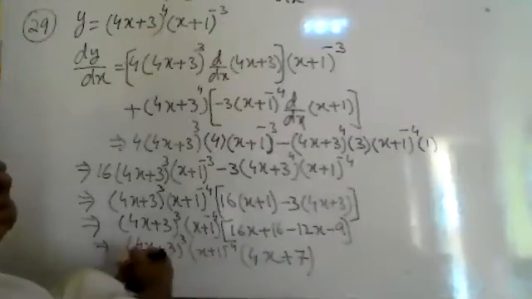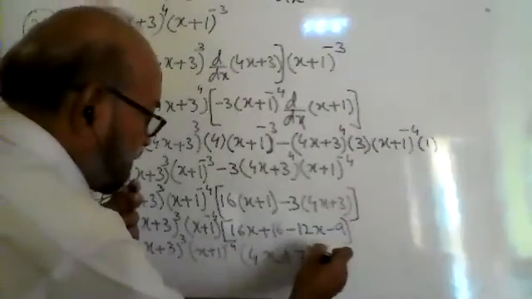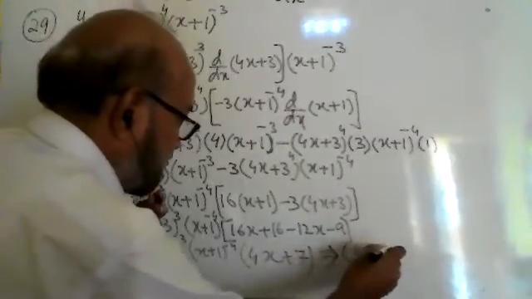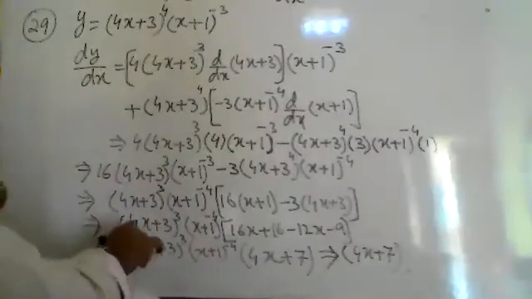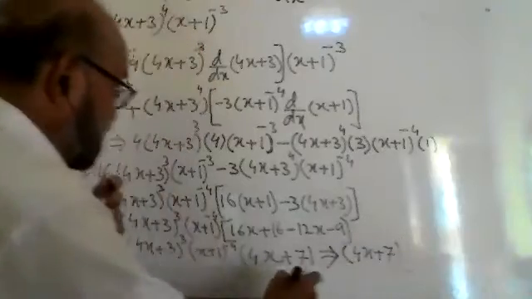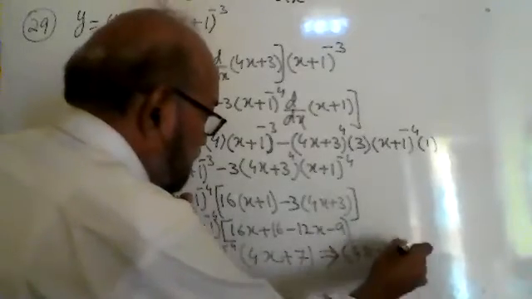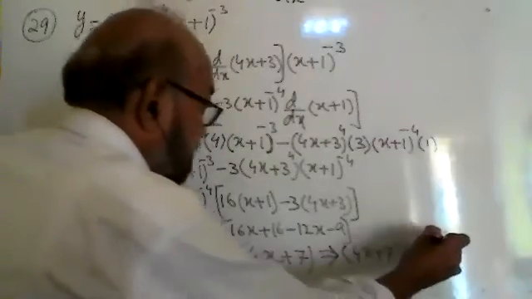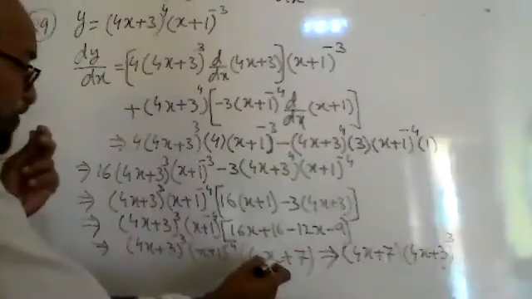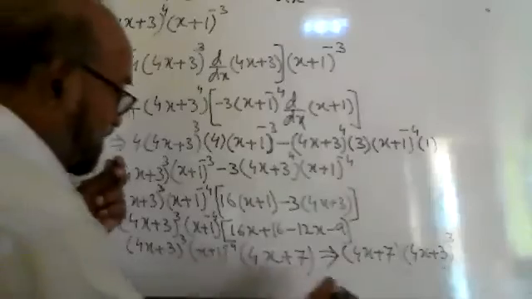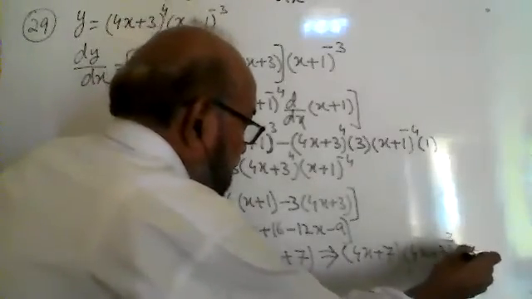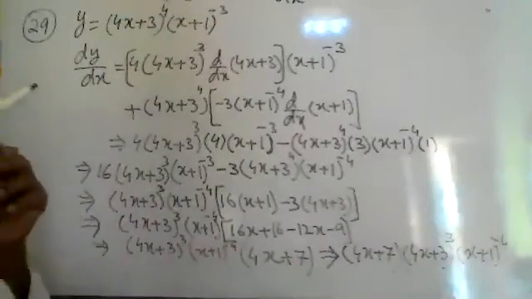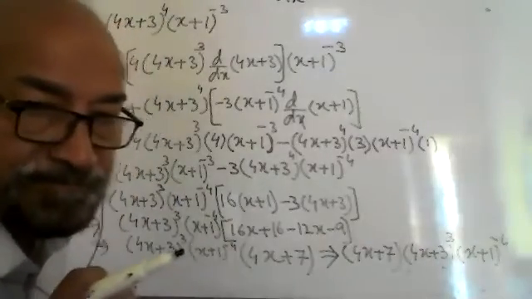So it will be written first 4x plus 7 into 4x plus 3 raised to power 3 into x plus 1 raised to power minus 4. This is the final answer.